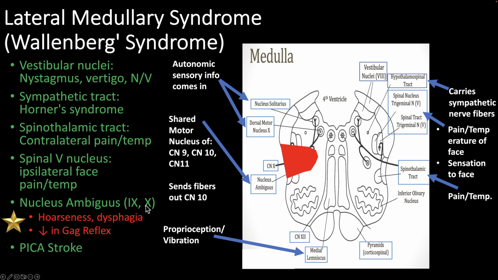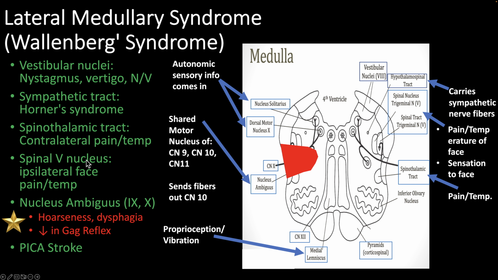Now, honestly one of my favorites, it's lateral medullary syndrome, Wallenberg, nice little name there. You can see the defect is right there, and you're obviously going to get the vestibular nuclei, nystagmus, vertigo, nausea, vomiting. You're going to get Horner syndrome. You're going to get a contralateral pain and temperature loss because of your spinothalamic tract. You're going to get the ipsilateral face loss of pain and temperature and sensation to the face because of the spinal trigeminal nucleus.